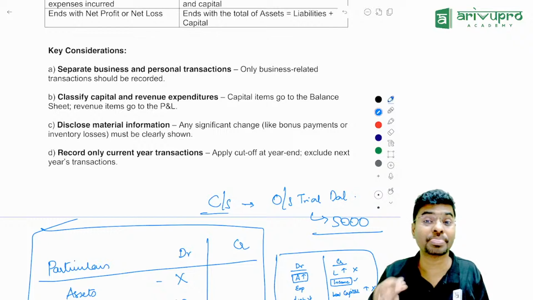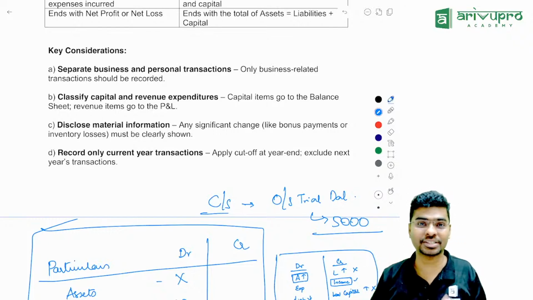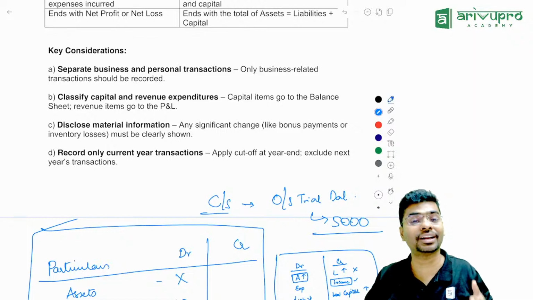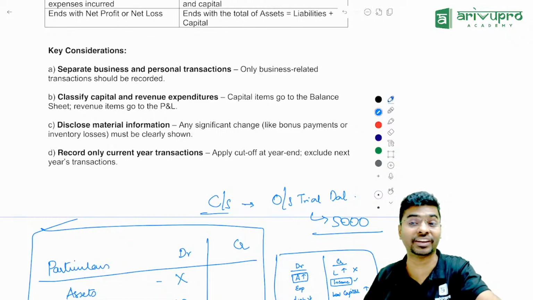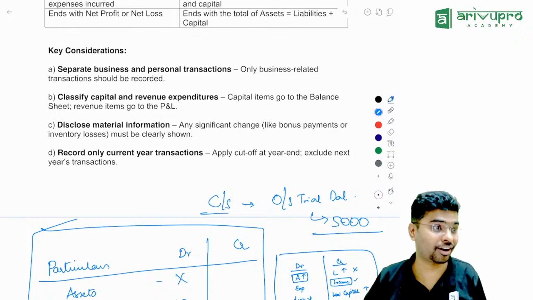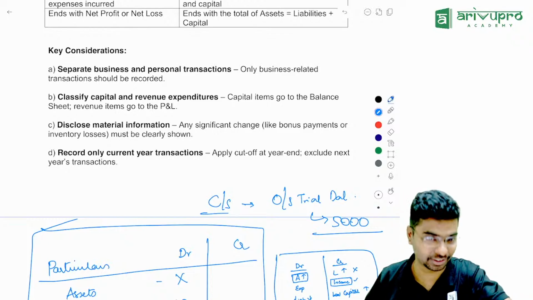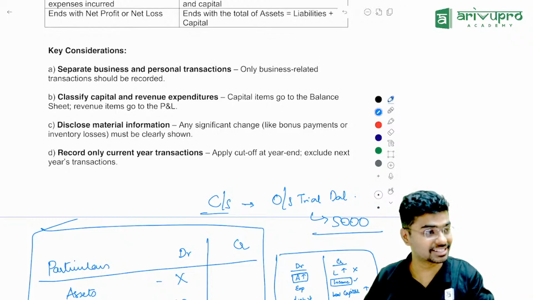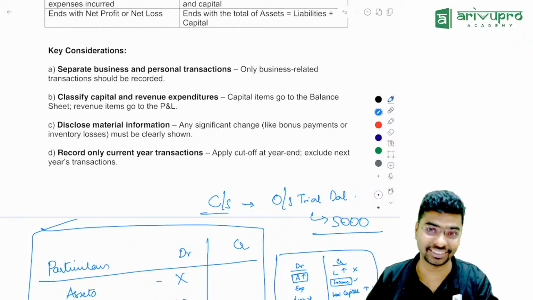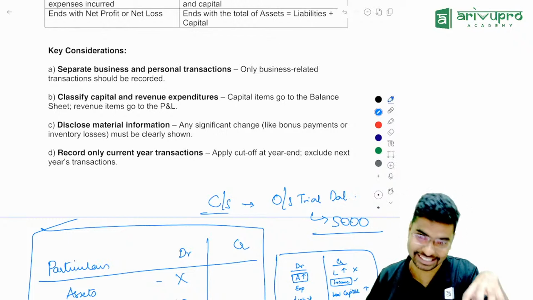Whether I pay or not. Which concept is this? Accrual concept. What does accrual concept say? Record transactions irrespective of whether the cash is paid or not. Therefore, my rent still will be 1,20,000 only. This is very, very important. A lot of foundation students struggle because they don't understand this concept.